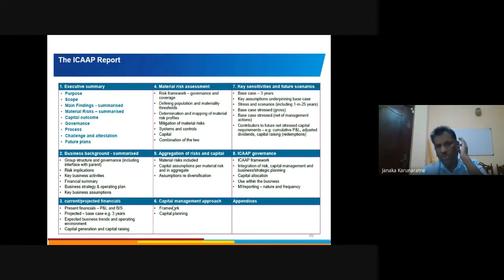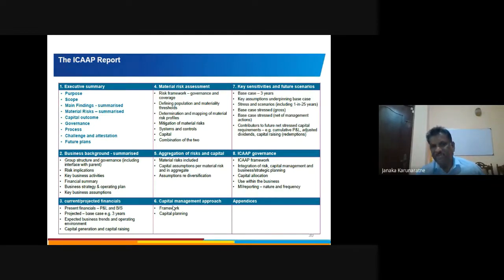Then chapter 2, or section 2, is about the business background, a summarized version. So basically the elements it covers are the group structure and the governance. Now, especially in the case of a bank which is part of a group, then risk implications. What are the implications of risk? Key business activities. What are the business activities of the bank? The summary of financials. The business strategy and the operating plan. So what is the business strategy the bank is focusing on and the operational plan for the business strategy?